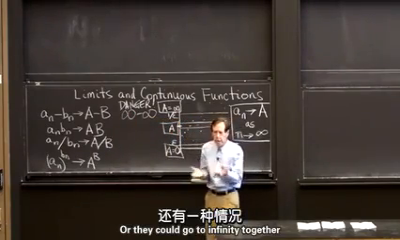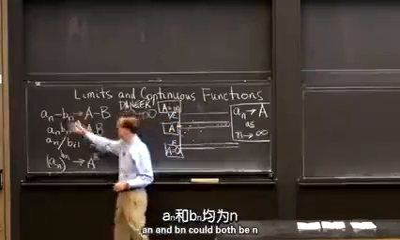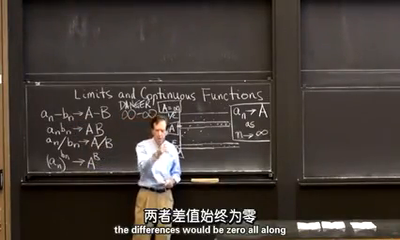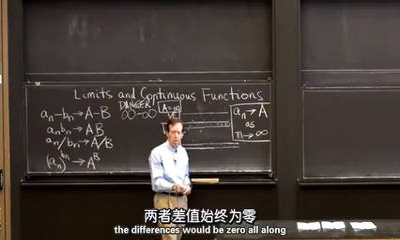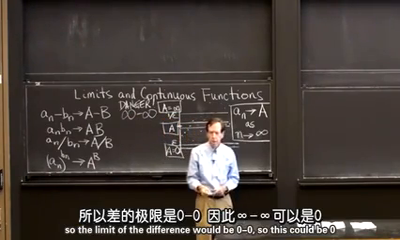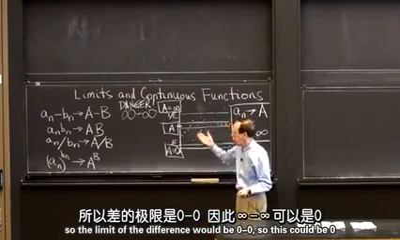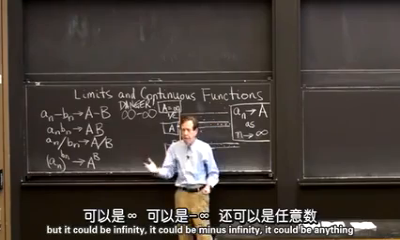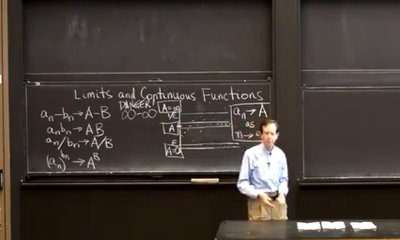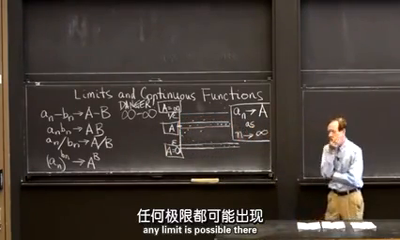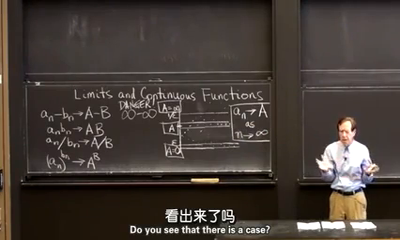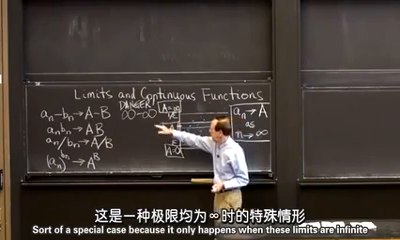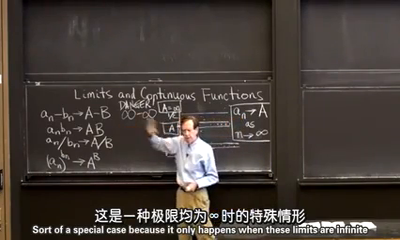Or they could go to infinity together. a_n and b_n could both be n, both headed for infinity. The differences would be 0 all along, n minus n. So the limit of the difference would be 0. So this could be 0, but it could be infinity, it could be minus infinity, it could be anything. Any limit is possible there. You see that there is a case. It's sort of a special case because it only happens when these limits are infinite.